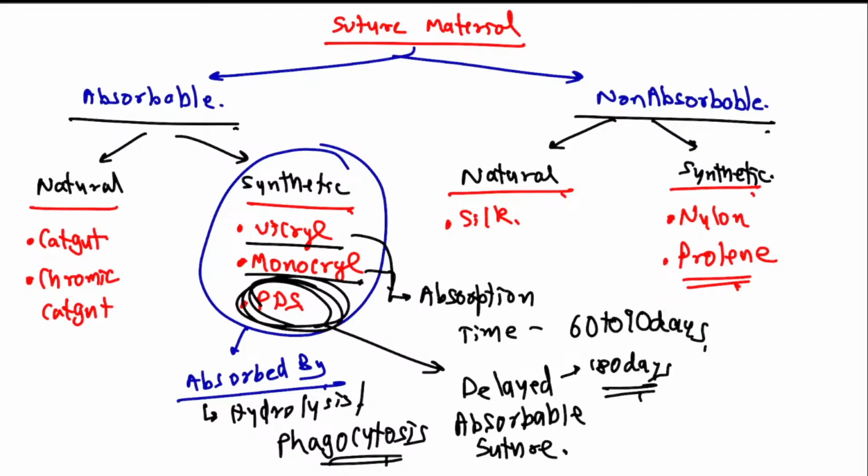So the absorption time of the Vicryl and the Monocryl is around 60 to 90 days, and the absorption time for the PDS is around 180 days. That is what is called a delayed absorbable suture. I hope you're able to understand this particular point.